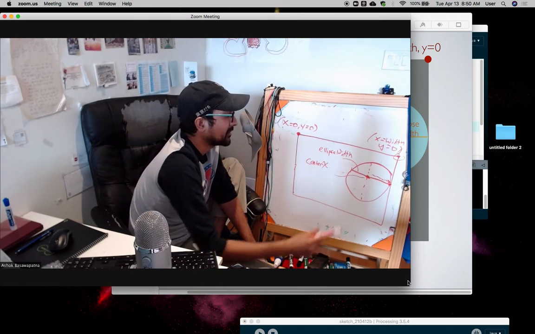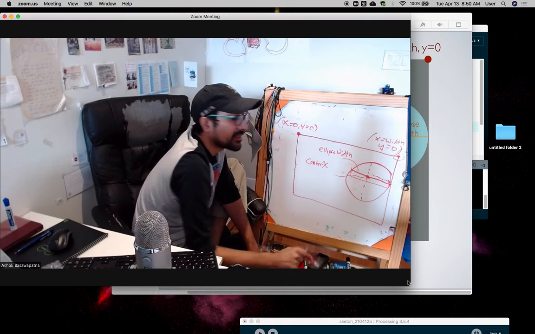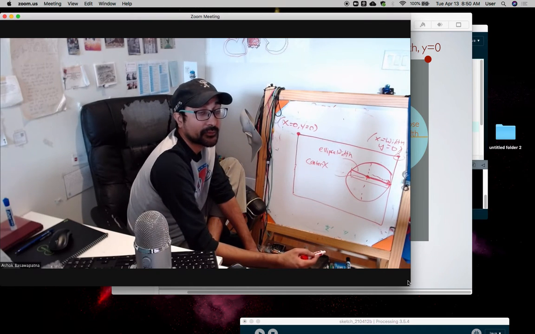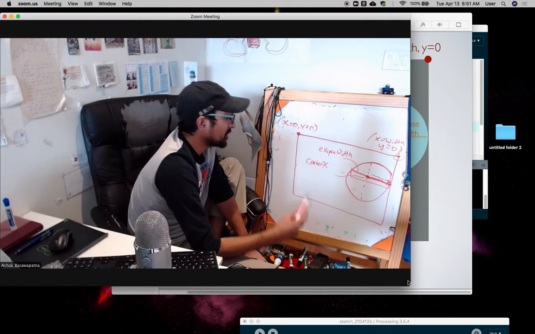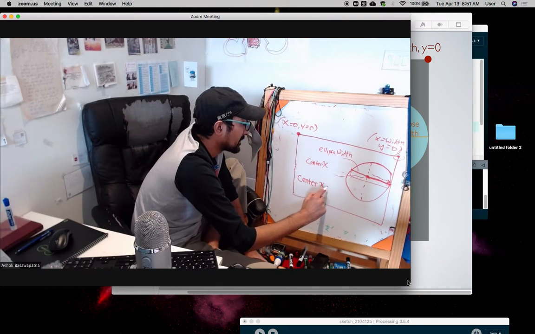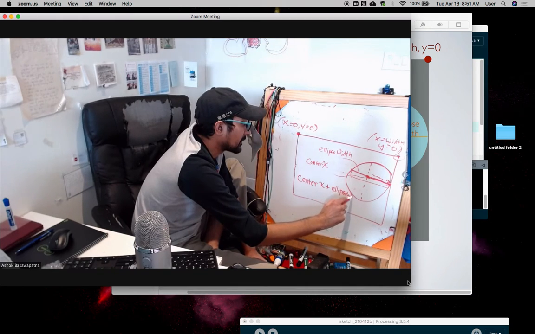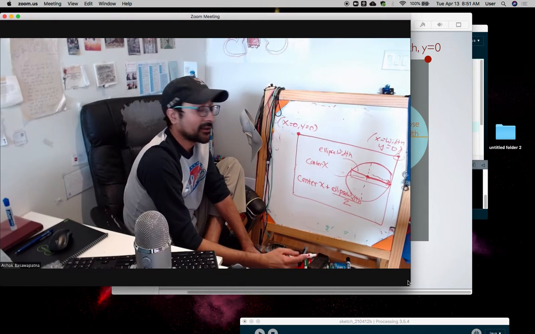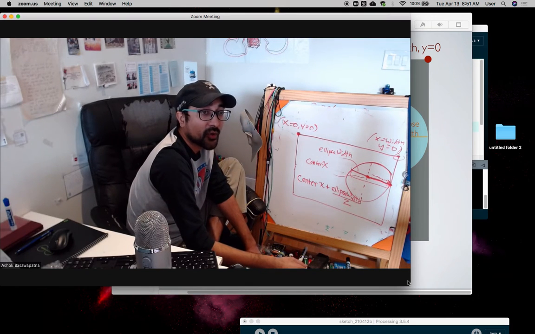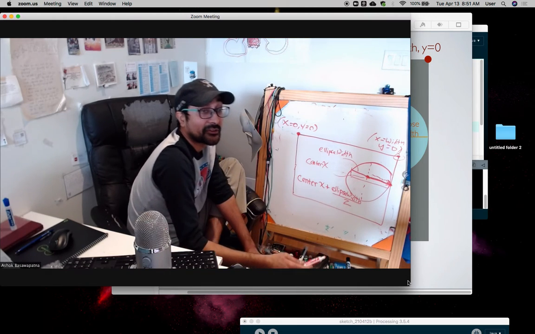Well, what's that little bit? If this whole thing is the ellipse width, then that bit has to be half the ellipse width. And so if we go center X plus ellipse width over 2, and that's touching the width of the whole thing, we know that we need to start going the other direction, okay?